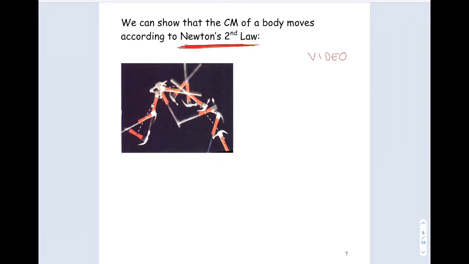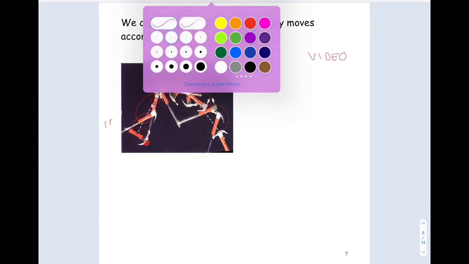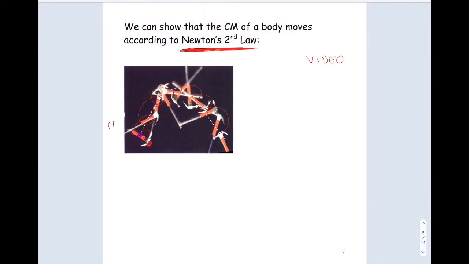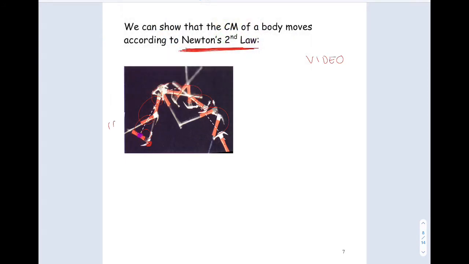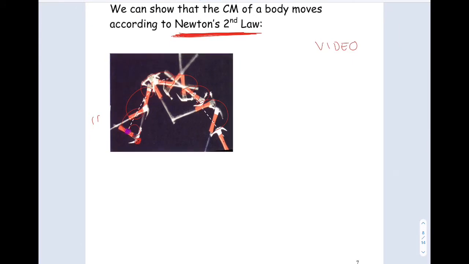So I'm going to show you a video where I have, let's say, something moving, like this hammer. If I looked at maybe one spot of the hammer, maybe the tip, that would follow a very complicated path. But if I choose to look at the center of mass, which is this dot right there, that dot acts just like our projectile.